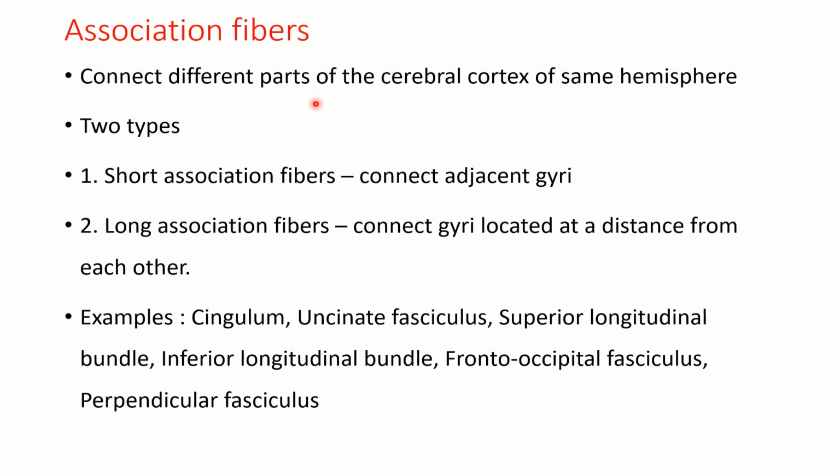Association fibers connect different parts of the cerebral cortex of the same hemisphere. Two types: short association fibers connect adjacent gyri. Long association fibers connect gyri located at a distance from each other. Examples of long association fibers are cingulum, uncinate fasciculus, superior longitudinal bundle, inferior longitudinal bundle, fronto-occipital fasciculus, and perpendicular fasciculus.